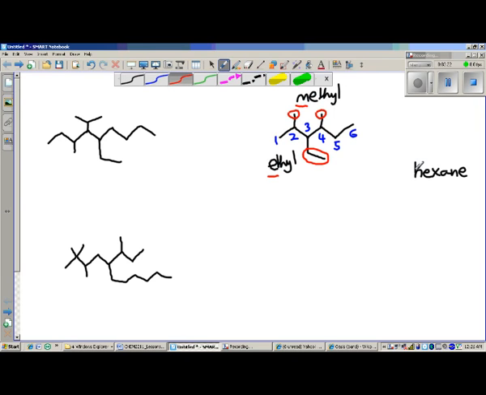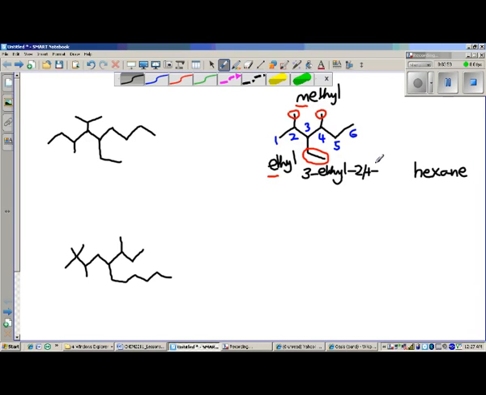But we can't just put ethyl, methyl, hexane because we need to know where everything is. So what carbon is the ethyl group on? Well, it's on carbon 3. So 3, remember we put the number, dash, okay, 3 ethyl. Now the methyl groups are on carbons 2 and 4. So we need another hyphen. You remember we need a comma to separate our numbers, another hyphen here because we're going from a letter to a number.